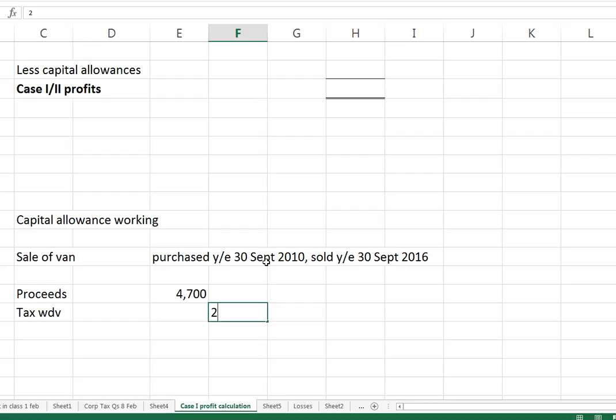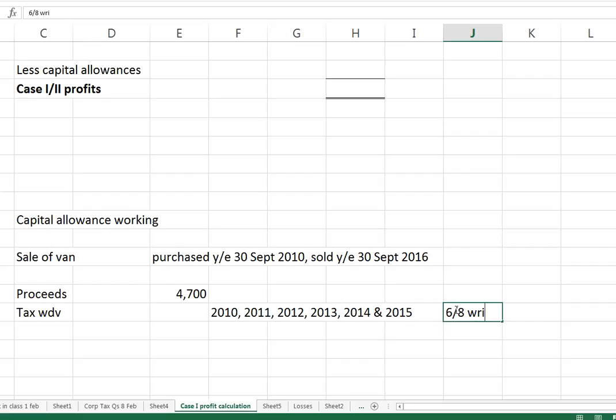You know, and you can write it out if you want. 2010, 2011, 2012, 2013, 2014, and 2015, which is 1, 2, 3, 4, 5, 6. Now, the reason to do it is because it's inclusive. So you could think, oh yeah, 2010 to 2015, that's 5 years, but it's inclusive. So 6 eighths written off, 2 eighths left.